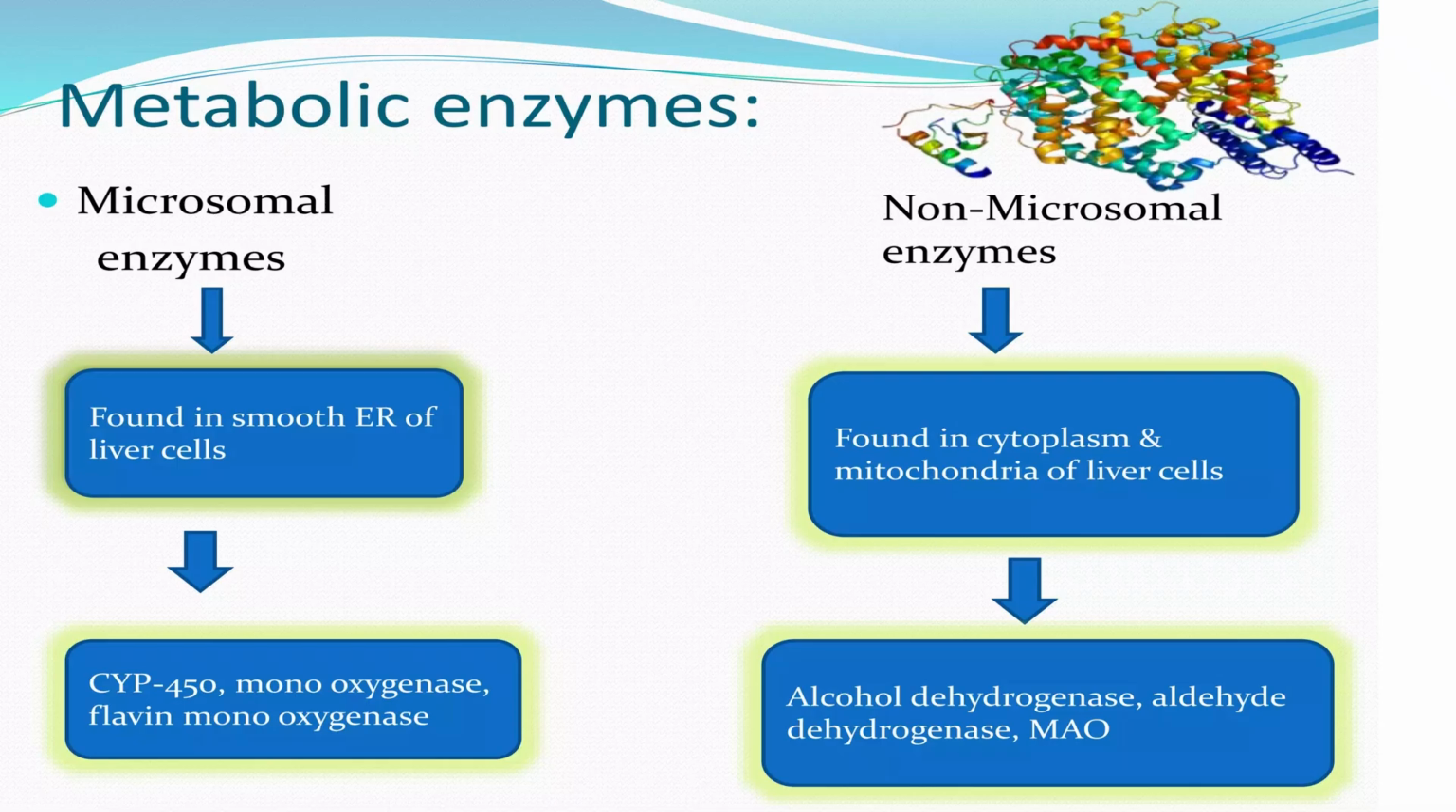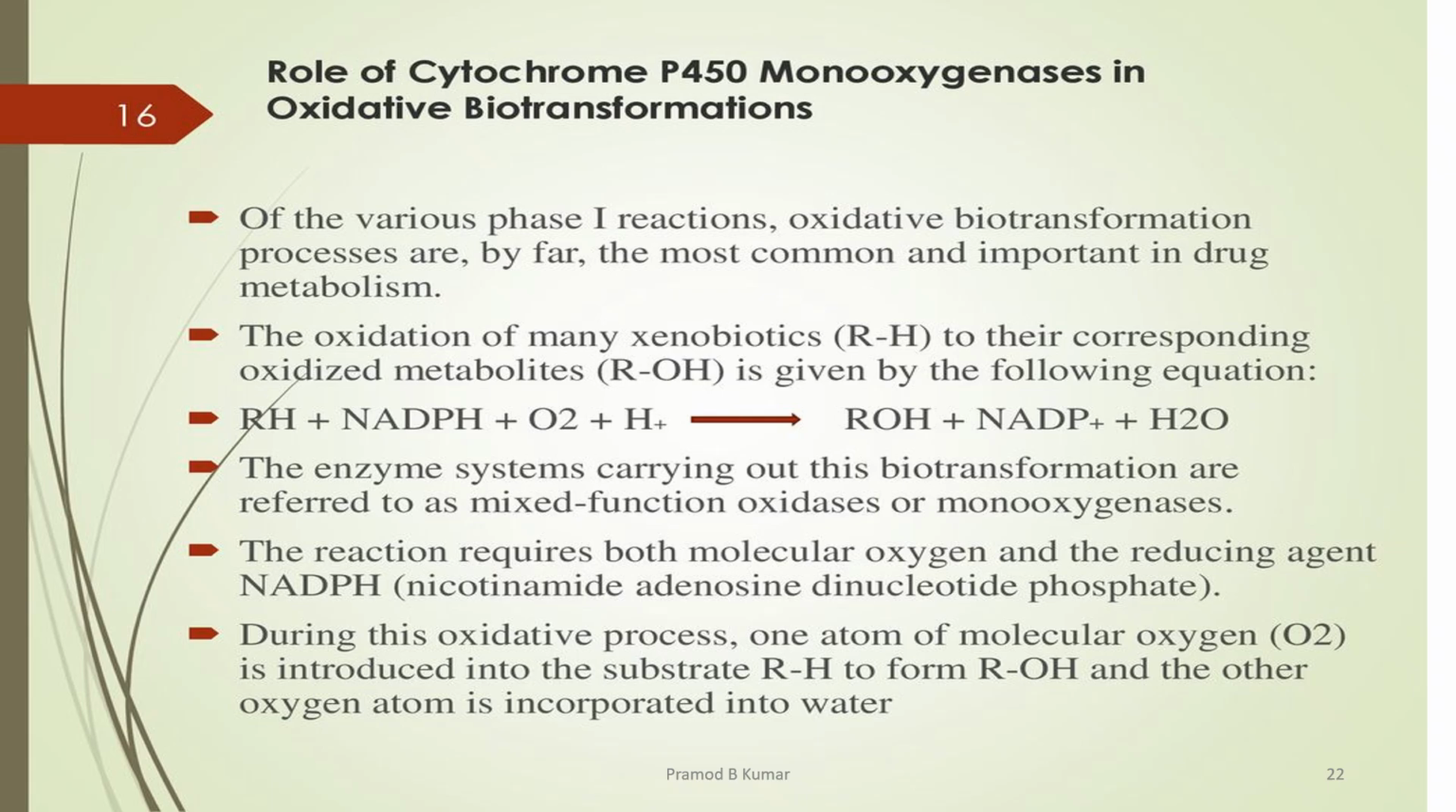Examples are aldehyde dehydrogenase, alcohol dehydrogenase, and monoamine oxidase. So these are, as we have studied, involved in the metabolism of your neurotransmitters like epinephrine, norepinephrine. So you know where the site is. This is found in cytoplasm and mitochondria of liver cells.